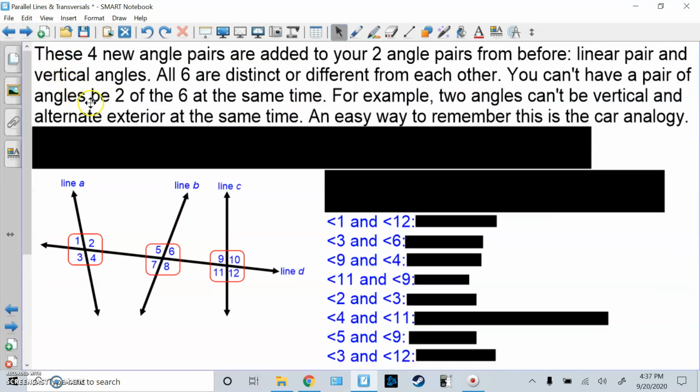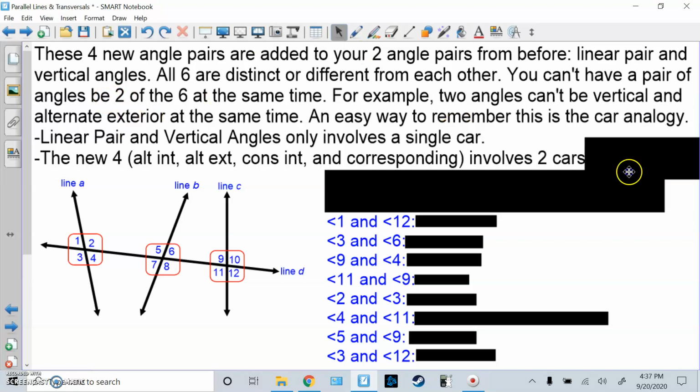Alright, so these 4 new angle pairs are added to your 2 angle pairs from before. You had linear pair and vertical angles. All 6 are distinct, or different. So again, you can't have a pair of angles have 2 of the 6 names. For example, you cannot be vertical and alternate interior at the same time. An easy way to remember it is using the car analogy. Linear pair and vertical angles only involve a single car, while the new 4, alternate interior, alternate exterior, consecutive interior, and corresponding, involve 2 cars.